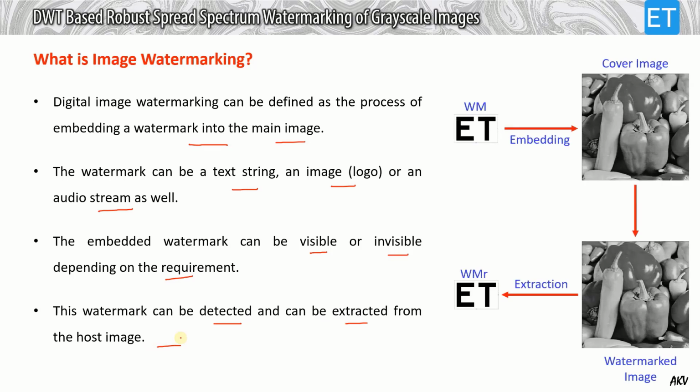So here we can see the watermarking process. This is our watermark, a small binary image having some content such as some text. This can be embedded to your main image, which is also known as a cover image or host image. So this watermark is embedded, and if needed, this can also be extracted. Here you can see that the watermark is not visible, so obviously this is the case of invisible watermarking.